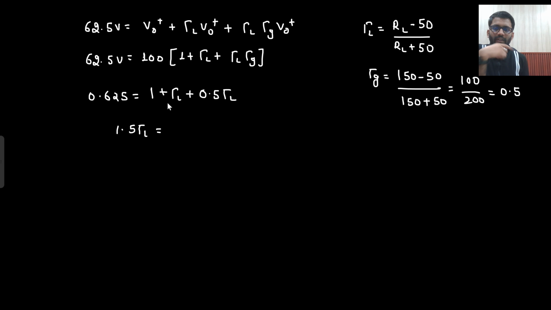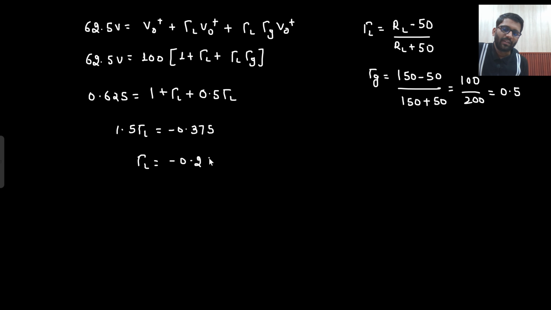This is 0.5 only. 1.5 gamma L is equal to minus 0.375. Gamma L value, what will you get? 0.375 divided by 1.5. So where is the GATE calculator? I hope you do all the calculation with the GATE calculator only, because if you are doing it with a normal calculator, that's of no use. We need to write the GATE examination, right?